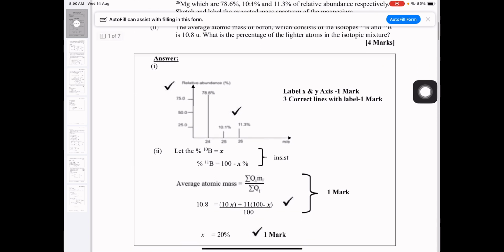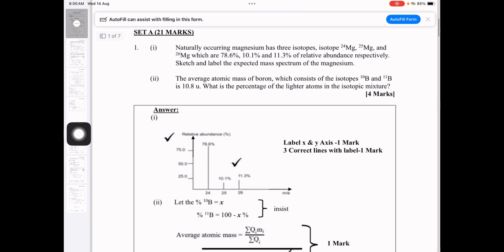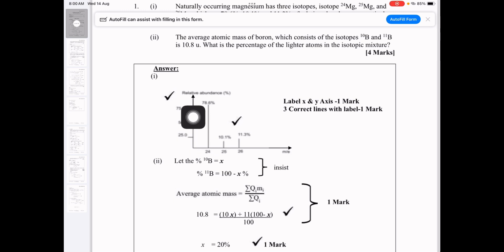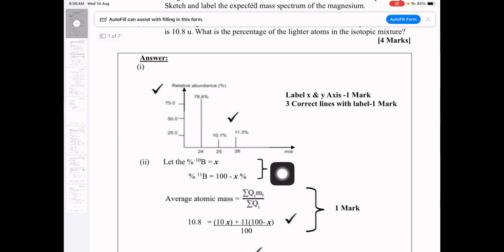Okay, jadi kita tengok jawapan nombor 1 ni kena sketch and label the expected mass spectrum of the magnesium. Jadi kita kena sketch ya. Jadi untuk y-axis adalah relative abundance dalam unit persen, dan untuk x-axis adalah m over e ya. Dan kita akan sketch untuk 3 isotopes for magnesium, 24, 25 and 26. Jadi 24 ni garis yang paling tinggi, so kena label lah ya, 78.6% abundance.